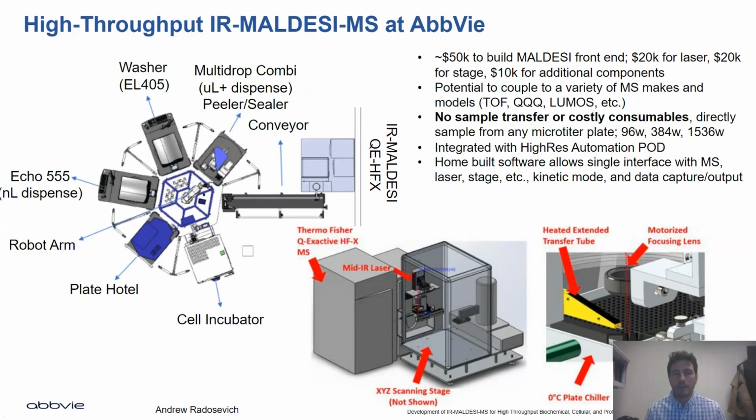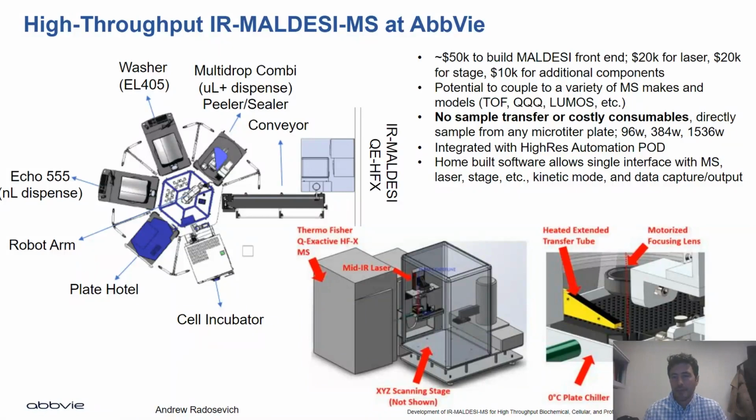So here's our current setup at AbbVie. I'll describe it in brief. So we actually have taken the mass spec. We purchased a Q Exactive HFX from Thermo Fisher. We added a front end stage onto it, as shown in the middle. The stage just has an XY. It also has a twister arm attached, so we can feed plates to it.